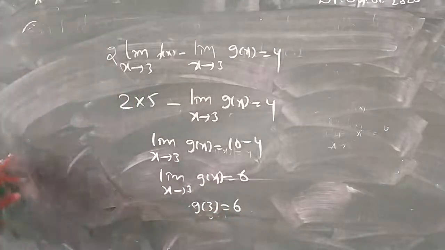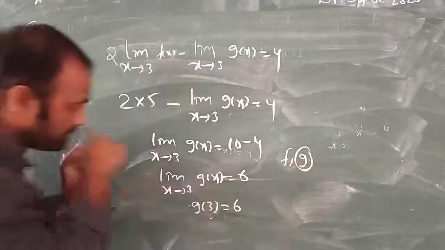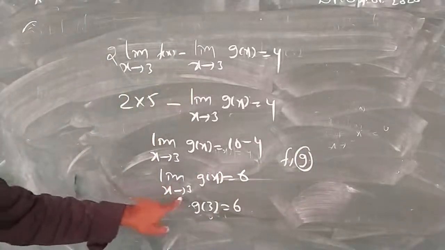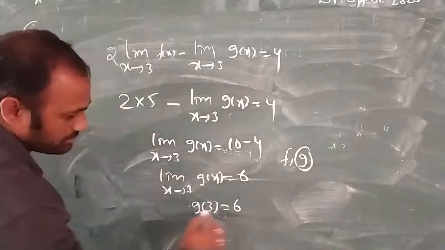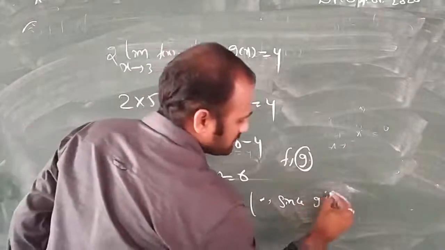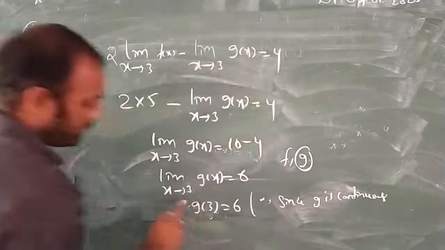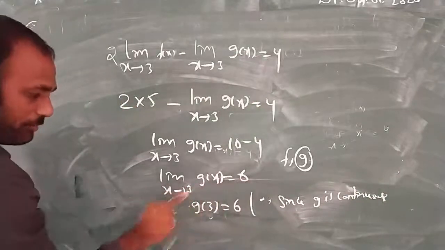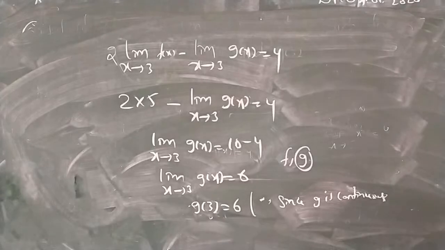Why? Because it is said that f and g are continuous. It means that g is continuous. So definitely the limit value as well as the functional value should be the same. Since g is a continuous function, because we got the limit value of 6, definitely the functional value also should be 6. Then only we can say that they are continuous.